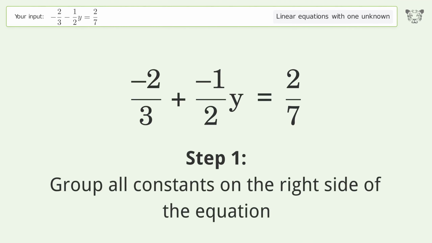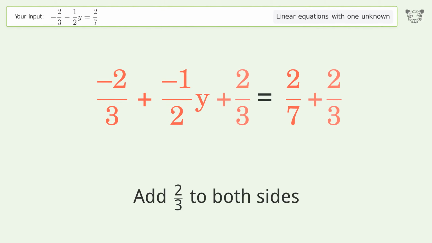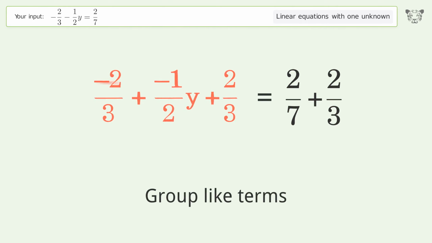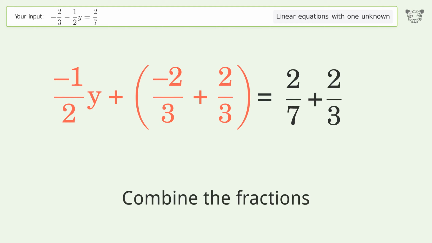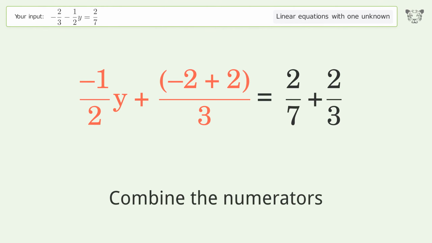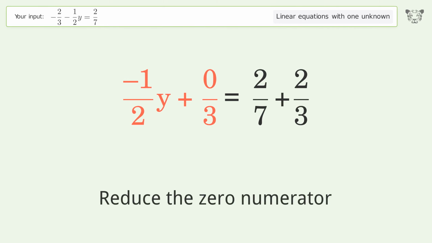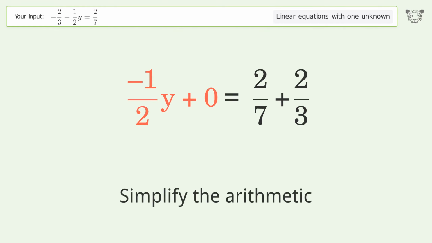Group all constants on the right side of the equation. Add 2/3 to both sides. Group like terms. Combine the fractions. Combine the numerators. Reduce the zero numerator. Simplify the arithmetic.